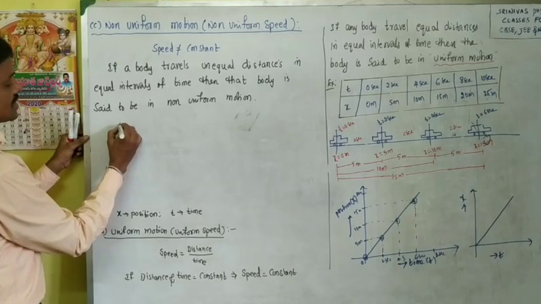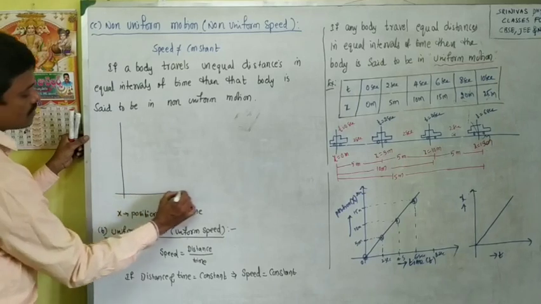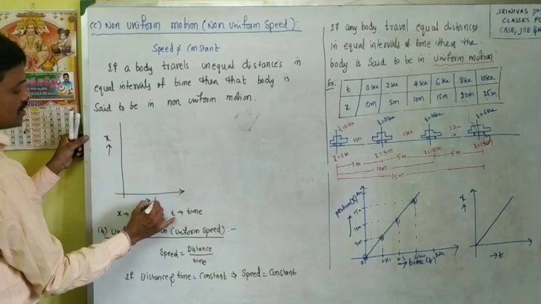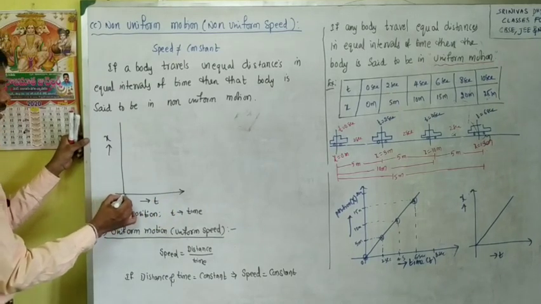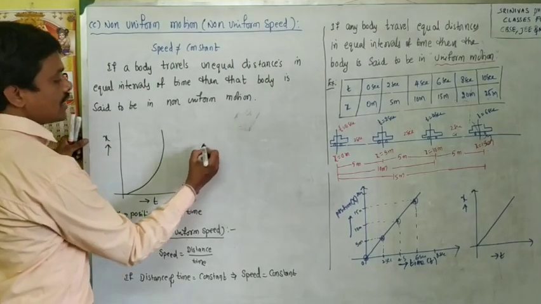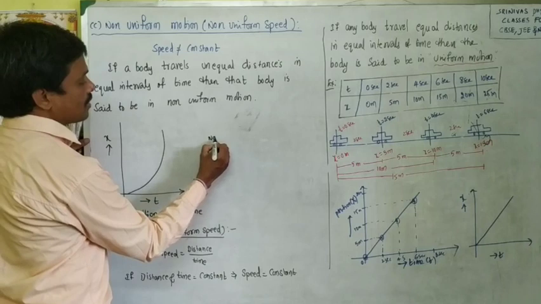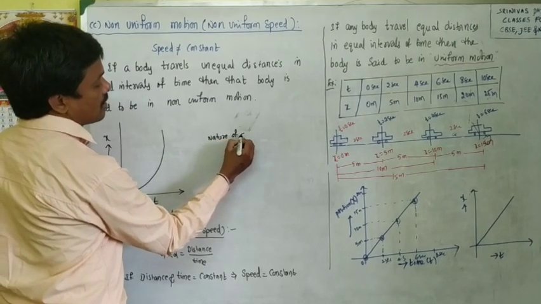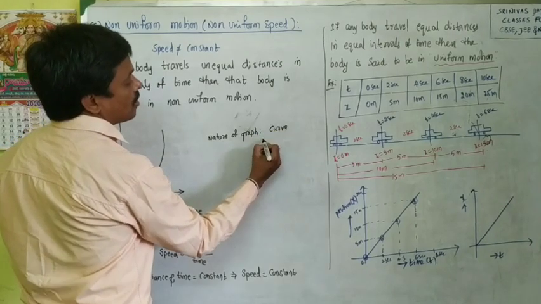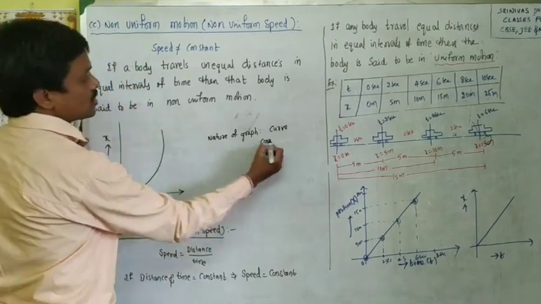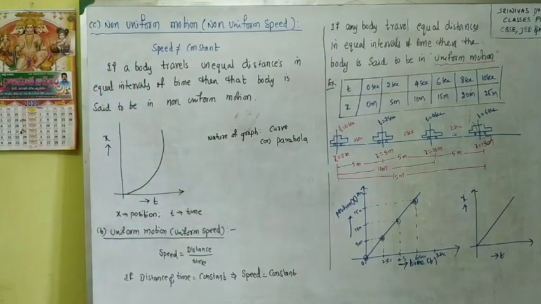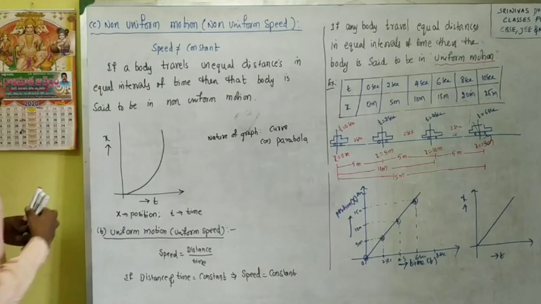Position time graph. Let us see here. The graph will be like this. The position is taken on the x-axis and the time is taken on the y-axis. We will get a curve, like this. The nature of the graph is a curve, or parabola. This shape is also said to be a parabola.